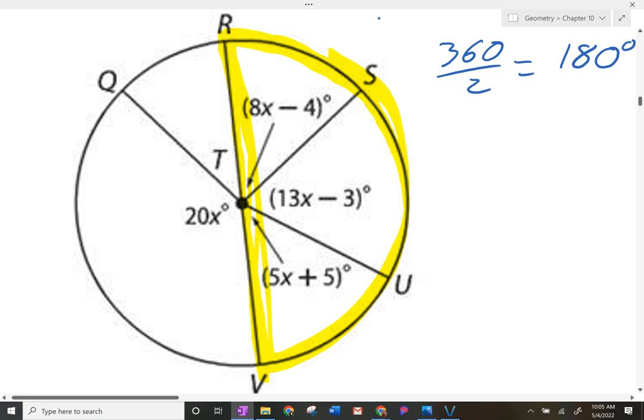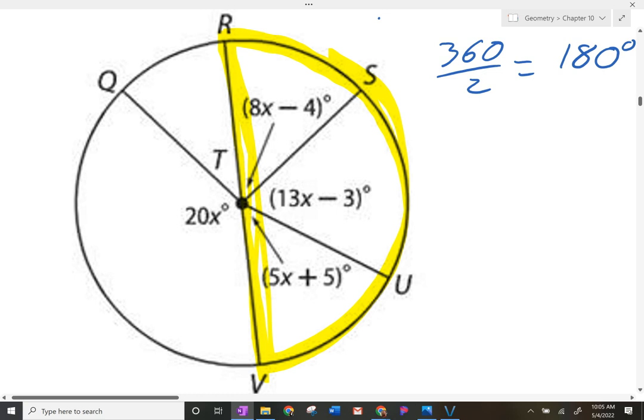Okay, channel your inner Olympics and remember like the skateboarders, they only do like a half twist. It's a 180. What I'm talking about? No. Anyway, so I got half of that circle is going to be 180 degrees.